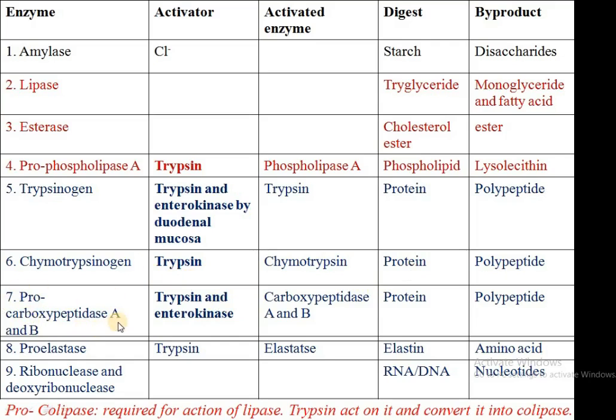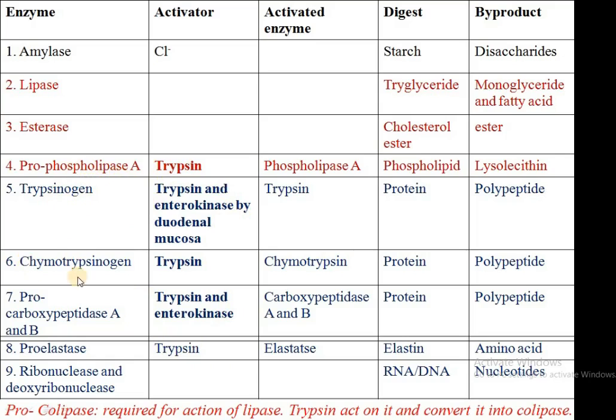Procarboxypeptidase A and B convert to carboxypeptidase A and B with the help of trypsin and enterokinase or enteropeptidase for the digestion of protein. Proelastase to elastase by trypsin helps in digestion of elastin. Ribonuclease and deoxyribonuclease digest the RNA and DNA to nucleotides. So remember, almost all the enzymes are being activated by trypsin.